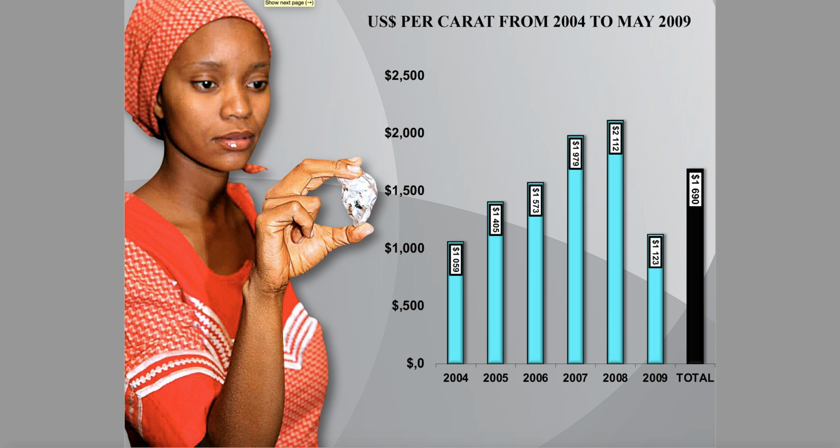So then we are dealing with the price per carat from 2004 to May 2009. That is not very current, but you can see that the diamond price is strongly dependent on the world economy, and in 2009 we had an economic crisis, and when we have an economic crisis like we have nowadays as well, then the price per carat per stone goes down.